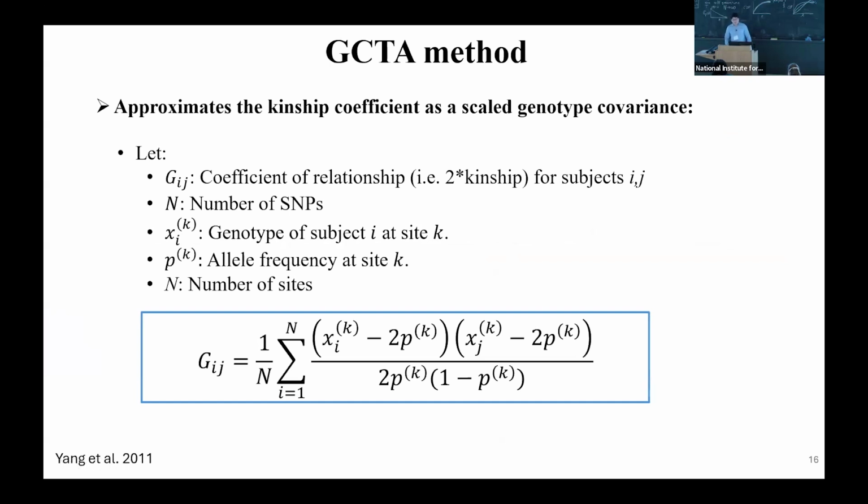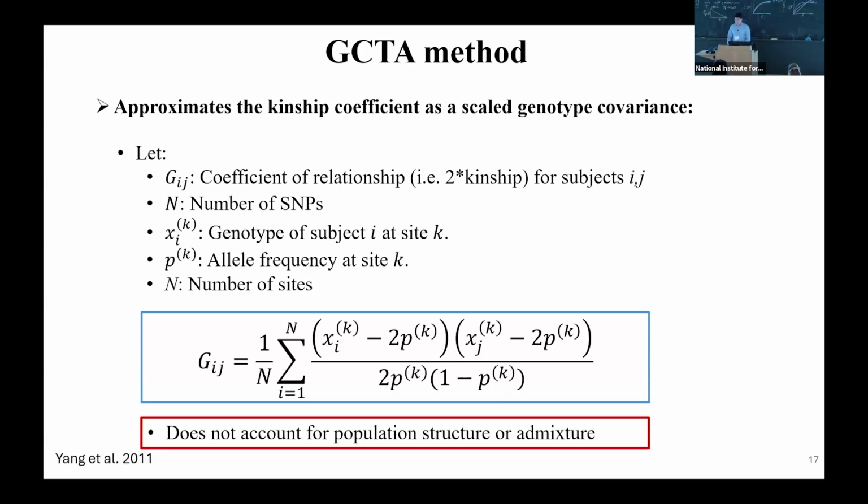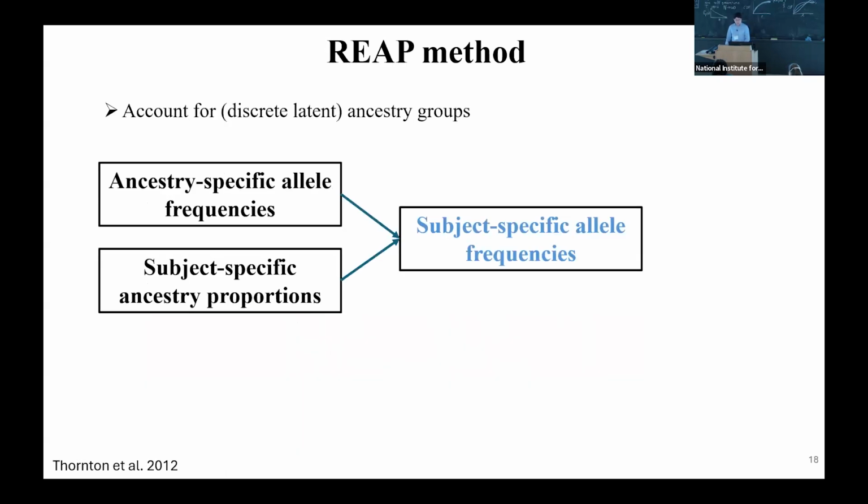So one of the most common methods is GCTA, which is the name of the software, which, well, doesn't matter what it stands for. But basically it's an approximation of the kinship coefficient as scaled genotype covariances. If X is the genotype, with indices i and j for individuals and k for sites, then we basically have the genotype centered at the mean, the product of them divided by the variance under Hardy-Weinberg equilibrium. And then we divide by the number of markers, and that will be an estimator of twice the kinship coefficient. However, this measure does not account for population structure or admixture.